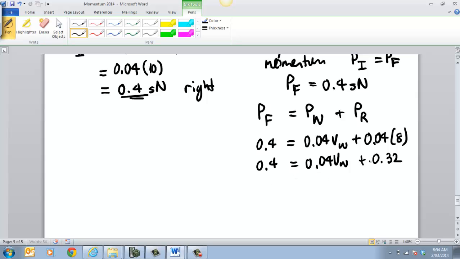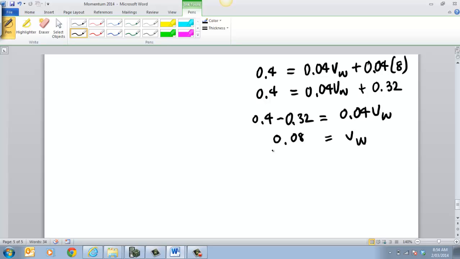Right, so therefore I'm going to bring that across, so that's going to give me 0.4 take away 0.32 is equal to 0.04 v_W, and so that's going to give me 0.08. Then I have to divide that by 0.04, and that will give me my velocity. So when I divide that by 0.04, that's going to give me a value of 2. So therefore, the velocity of my white ball has to be equal to 2 meters per second.